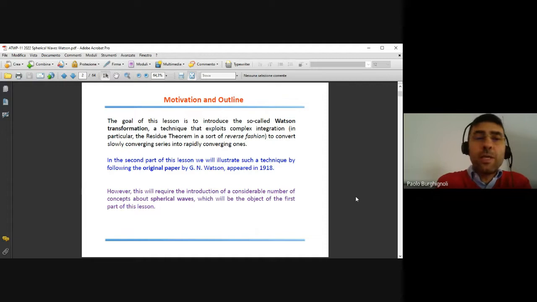Actually, in the second part of the present lesson, I will illustrate this technique by following the paper written by George Neville Watson originally in 1918. However, in order to do so, we will need to introduce a number of concepts about spherical waves which are usually not treated in basic electromagnetic courses, at least in our curricula. So in the first part of this lesson, I will give you some basic information about spherical waves.